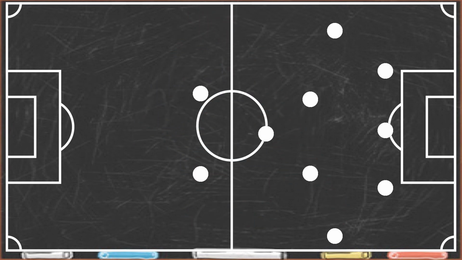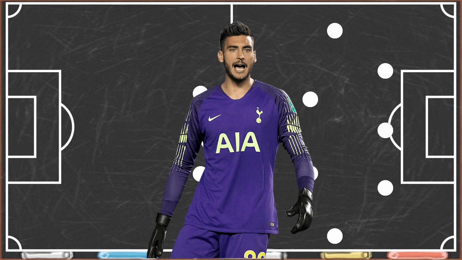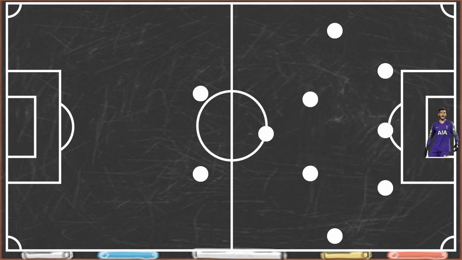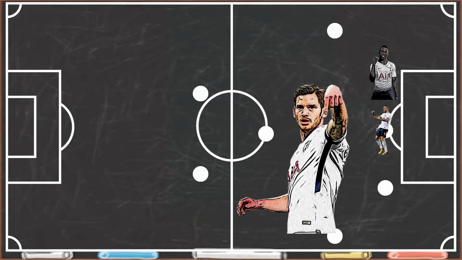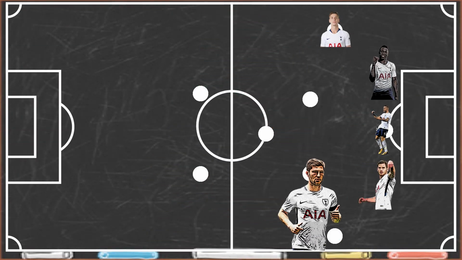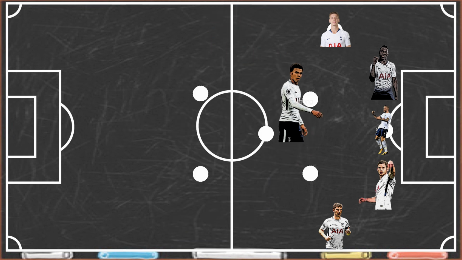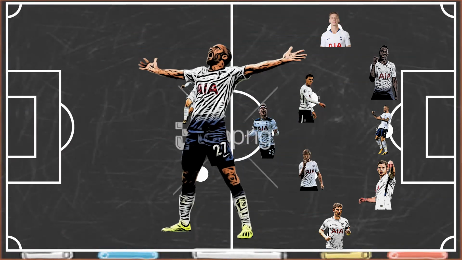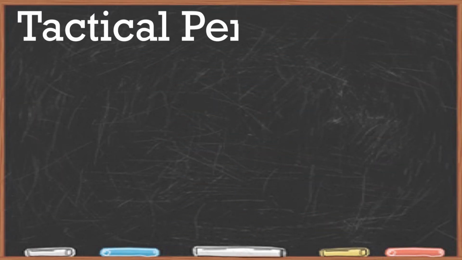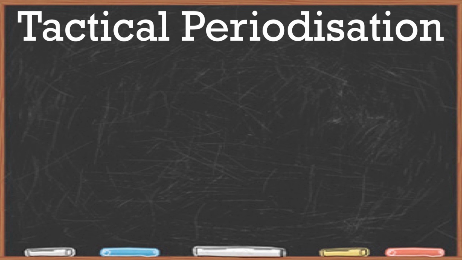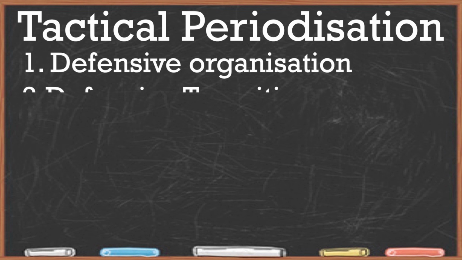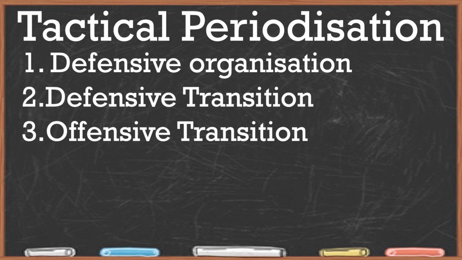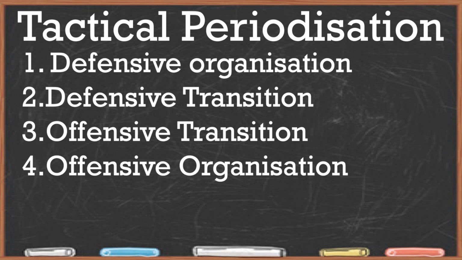Poch opted for what on paper was a 3-5-2. Gazzaniga came in for his third appearance in goal of the season. The back three was Alderweireld, Sanchez and Vertonghen, with Foyth and Ben Davies flanking them. The midfield trio was Ali, Dyer and Eriksen, with Son and Lucas Moura up top. Now, let's look at the in-game tactics, focusing on the four main areas of tactical periodization. These are defensive organization, defensive transition, offensive transition, and offensive organization.